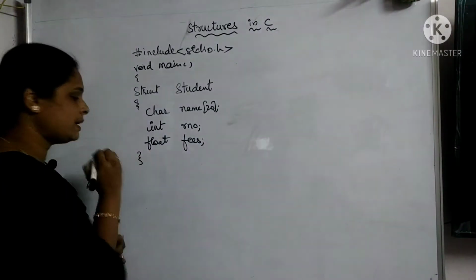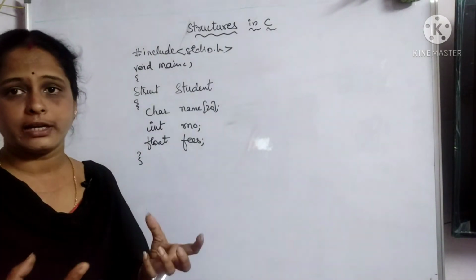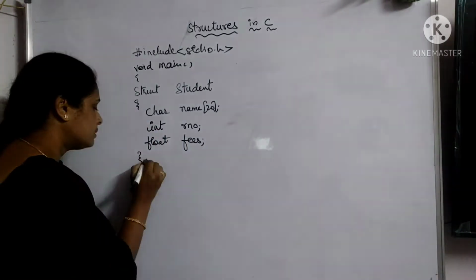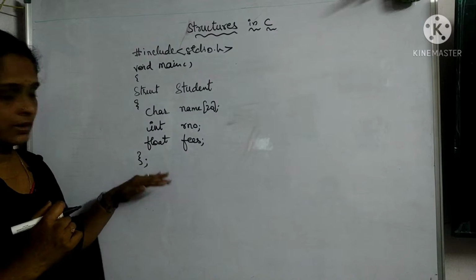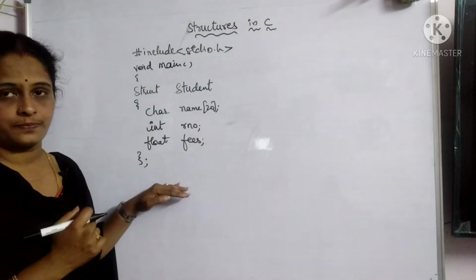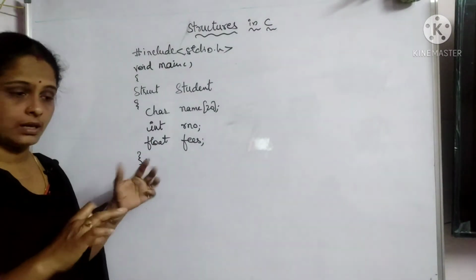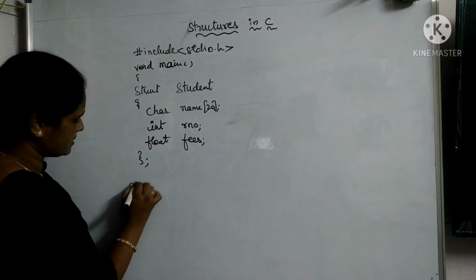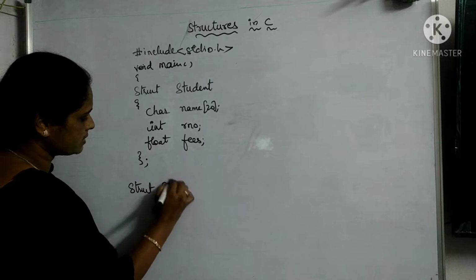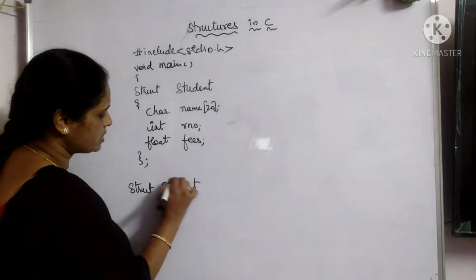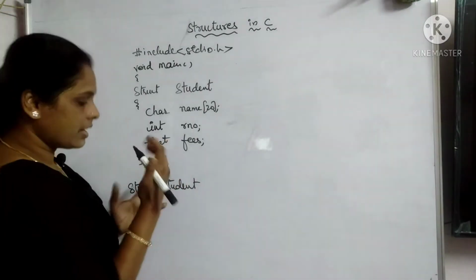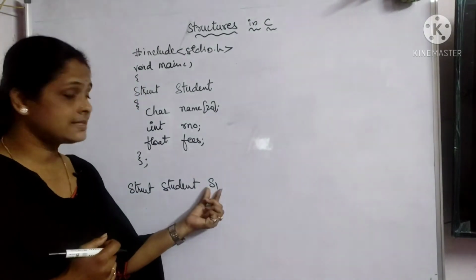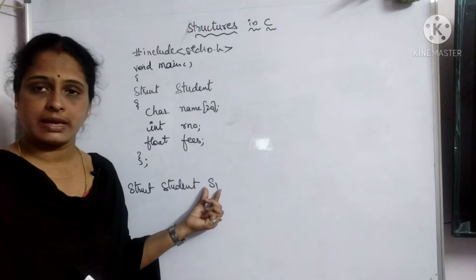Now I'm stopping here. If you have some more data to be added, you can write those members here only. Okay. Now this is one method of declaring the structure. I can close it here, and when I am using it, I can directly use it something like this. Struct student, give some variable name here. Suppose S1. What is this variable name now?